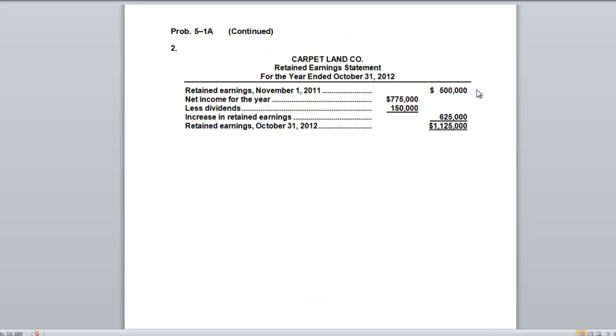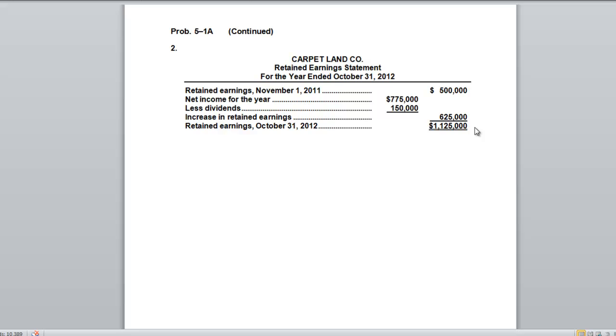Okay, so we can tell from looking at the beginning figures that we have a starting balance for our retained earnings of $500,000. That's just given to us. The next step is to add in our net income for the year, and we know from the previous financial statement that we prepared that was $775,000. Our dividends, we can tell that figure was given to us as well. So we distributed $150,000 of dividends. So that leaves us with $1,125,000 as our ending retained earnings.